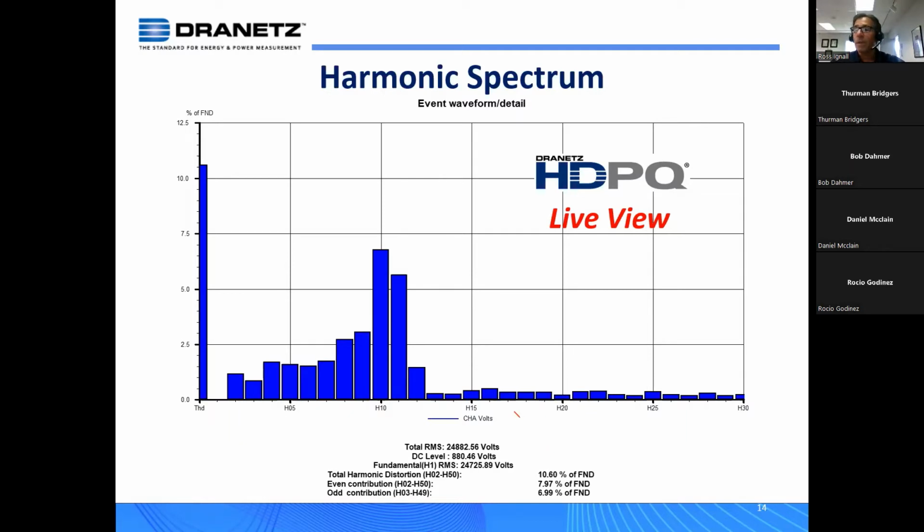So this is typically how the harmonics are presented, but most people look at the THD, which gives you an overall perspective of what the harmonic content is. You can see over here it's 10, 11% THD. You'll get this right off the meter, right off the software. It's up to you, your preference.